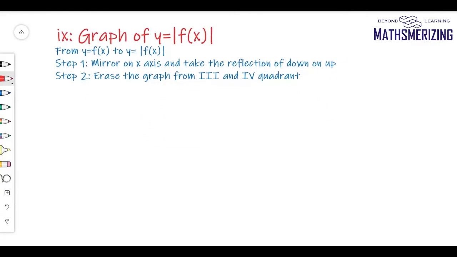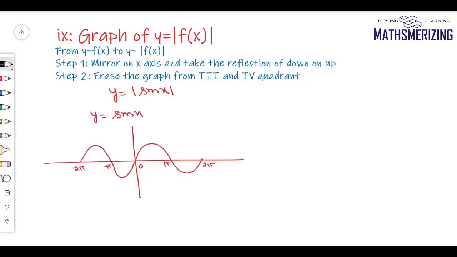Now the next transformation is, from the graph of y equals f(x), I need to draw the graph of y equals mod f(x). Say for example, I have to draw the graph of y equals mod of sin x. For mod of sin x, my basic graph will be y equals sin x. So I'll draw the graph of y equals sin x.